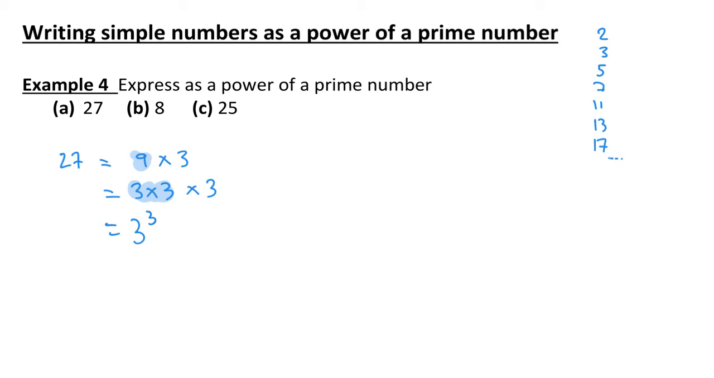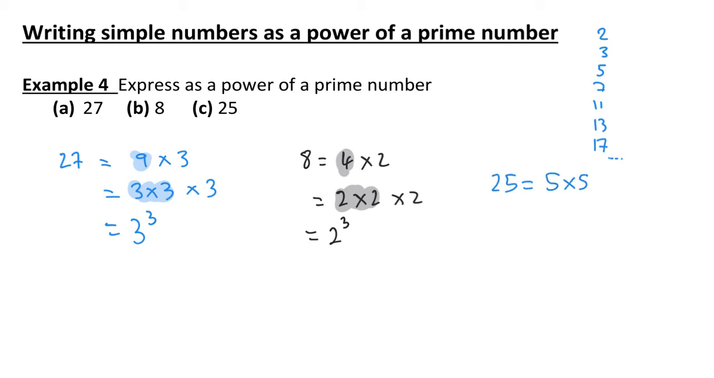To get 8, 8 is 4 times 2, but again 4 is not a prime number, so we need to try and express it, and that's 2 times 2, which we're multiplying by 2. So again we've got 4 and it's 2 times 2, and then what we've got now is 2 times 2 times 2, which is 2 to the power of 3. And then 25 is 5 times 5. And 5 times 5 simplifies to 5 squared.